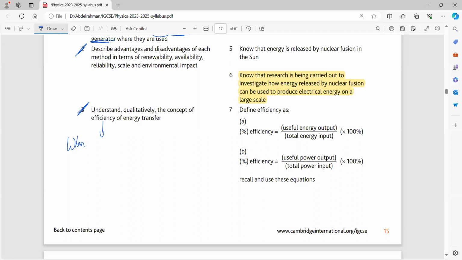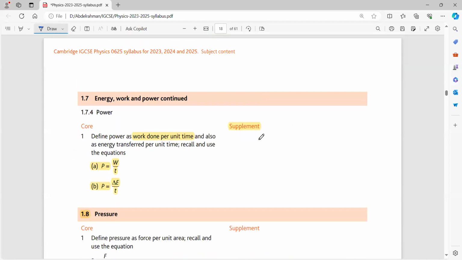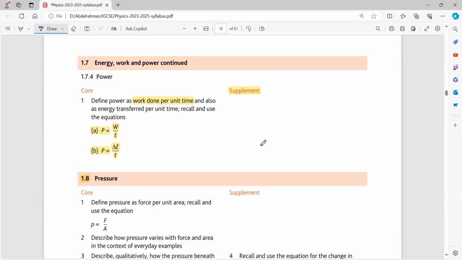When the energy wasted increases, then the efficiency decreases. And that's it. It has to do with the amount of energy wasted. If you waste a lot of energy, then you're not that efficient. If you waste a little bit of energy, then you could be a lot more efficient. Again, if you have any questions, please do not hesitate to ask.